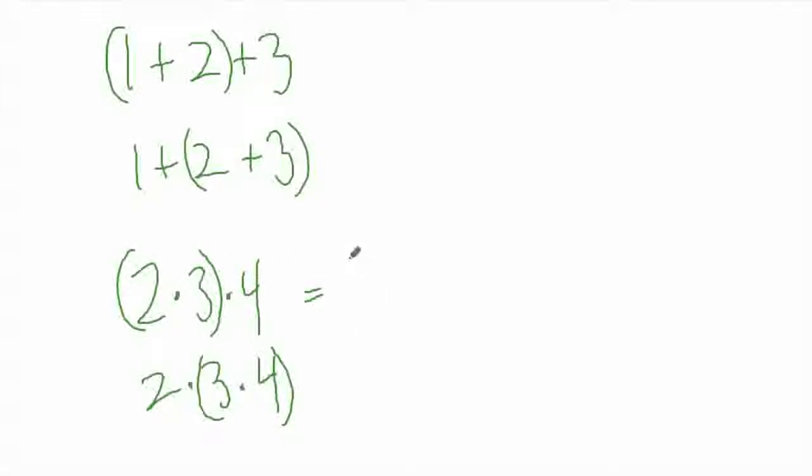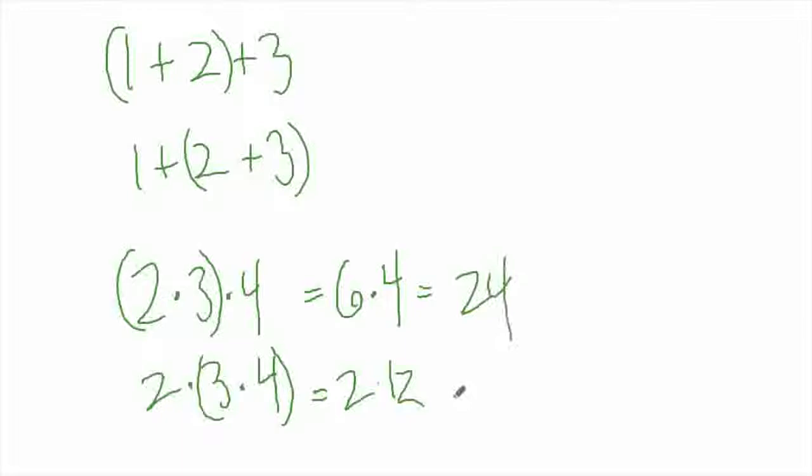So 2 times 3, that's 6. So this would give 6 times 4. And then the other one would give 2 times 12. And the way that I got the 6 and the 12 was, again, you add threes together. In the first one, 2 threes, 3 plus 3. And for 3 times 4, you do 4 plus 4 plus 4. And then you could do the repeated addition again, and you'll see that they both give 24.